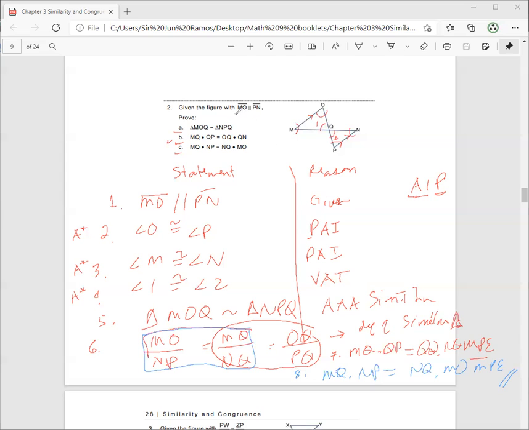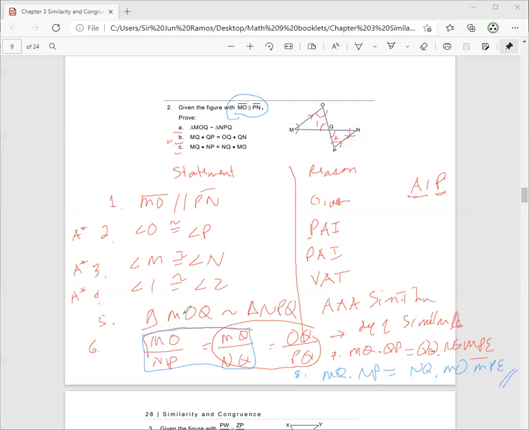We relied on the given here, MO and PN. Okay, and then what are the implications of this given statement? We know that if segment MO is parallel to segment PN, it produces pairs of alternate interior angles congruent. So that's what we enumerated here.